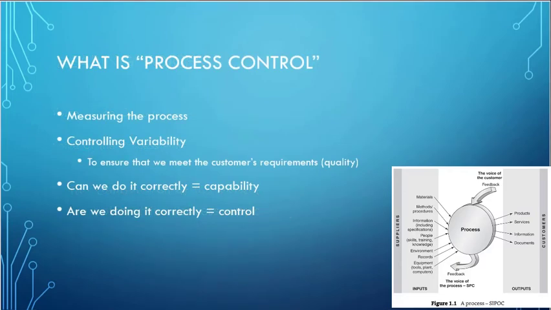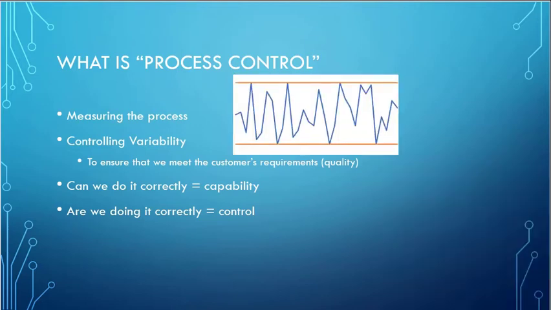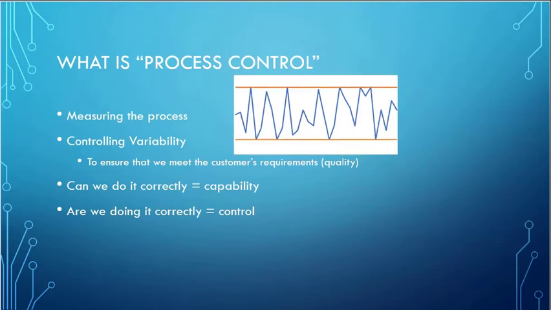So now that we know what a process is, what do we mean by process control? Well, we're going to measure the process, and then we're going to look at its variation over time. And we're going to work to try to reduce that variation. And that's how we're improving the process.